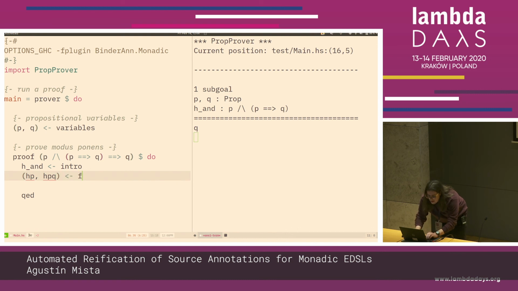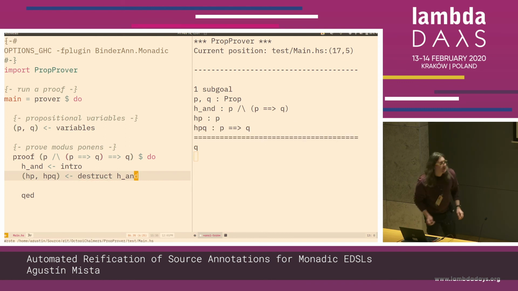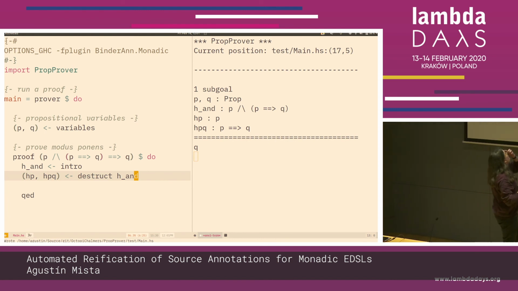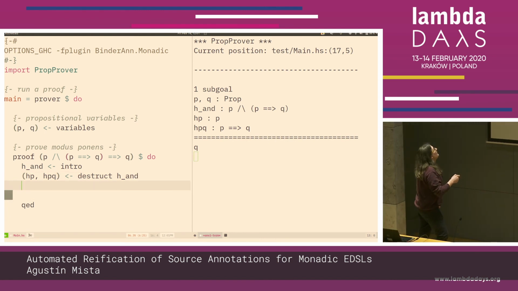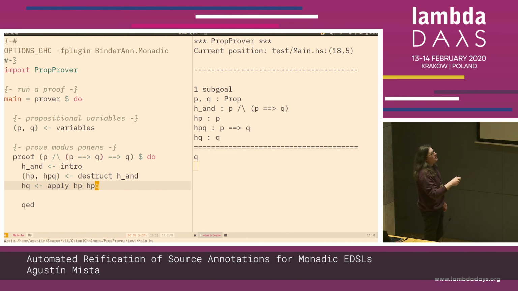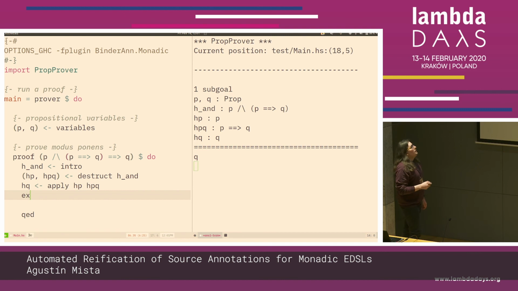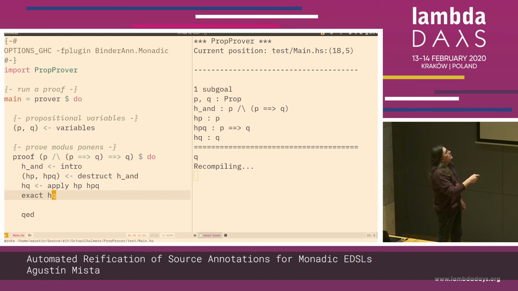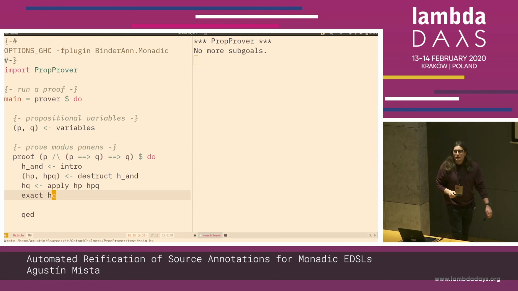All right. But let me put a breakpoint somewhere here. What is important to see is that all the information that I'm showing here is information that is being reified from the EDSL directly. So the names of the variables P and Q are extracted from the code. The names of the hypotheses that I bind in the do notation are also extracted from the code and shown for the user. And also, every time that I write a tactic, I'm also logging the position where this is happening.